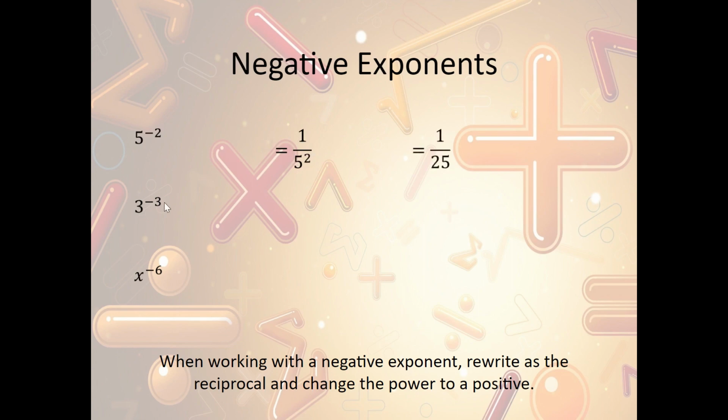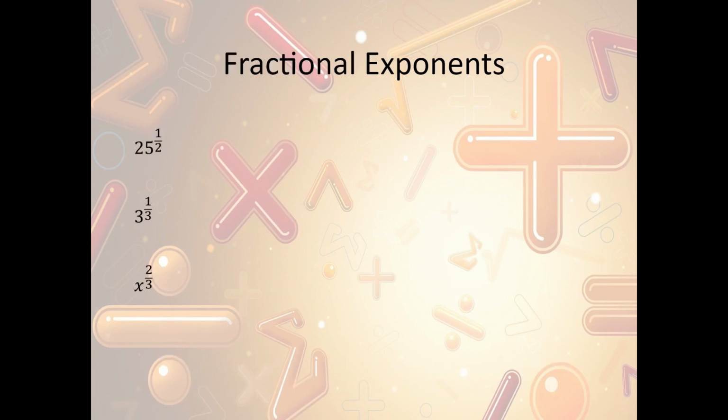Now 3 to the negative third power. So again, that becomes 1 over 3 to the positive third power. 3 to the positive third power is 27, so it's 1 over 27. Now we have x to the negative sixth power. So we're going to flip that and it becomes 1 over x to the positive sixth power. Now let's take a look at fractional exponents.